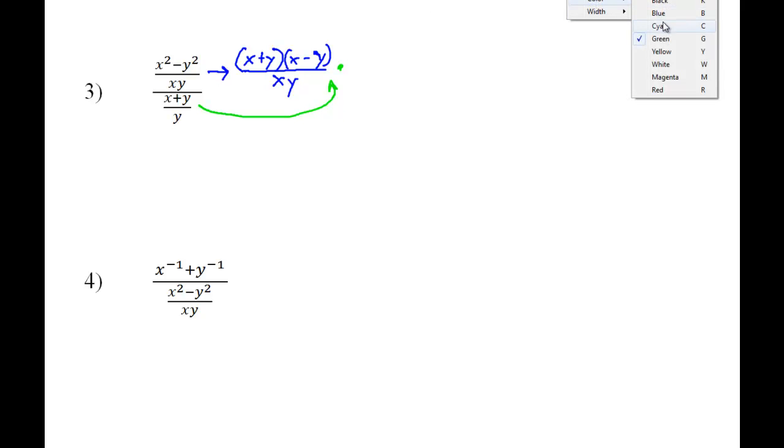Now, my red term doesn't need to be changed or factored at all, so let's get my green pen out here to show that I need to take this up to the top. I need to multiply instead of divide, so that means my red fraction here is going to have to flip, and it's going to flip by turning into y over x plus y.